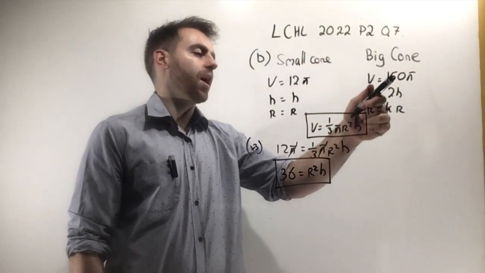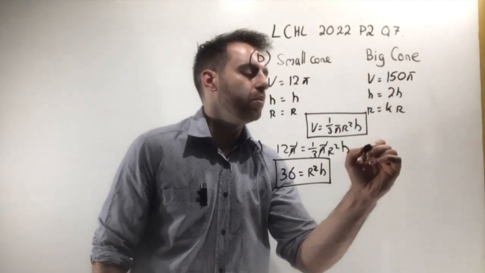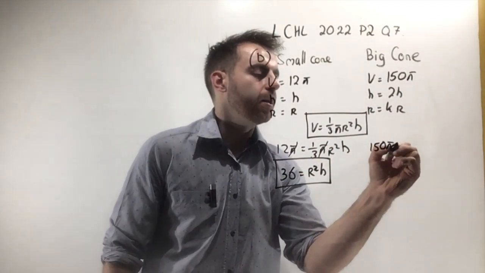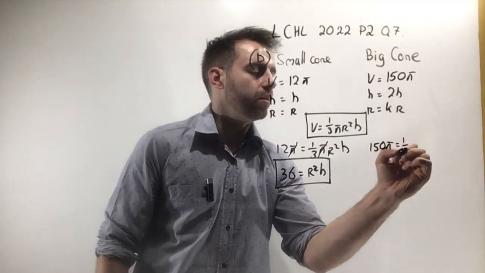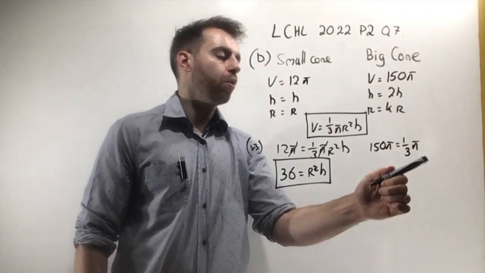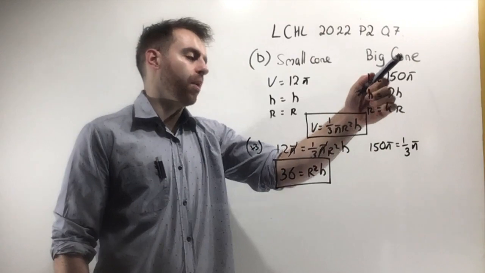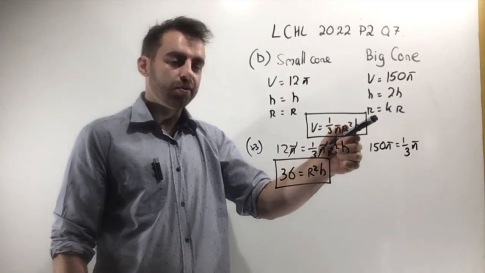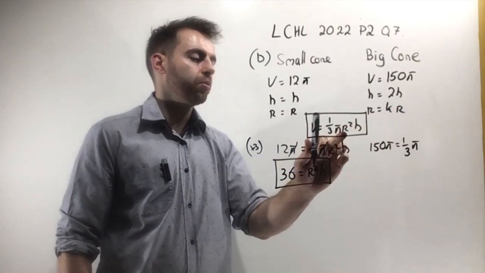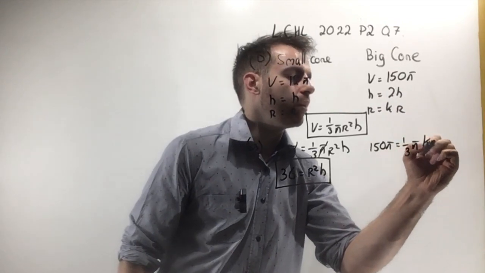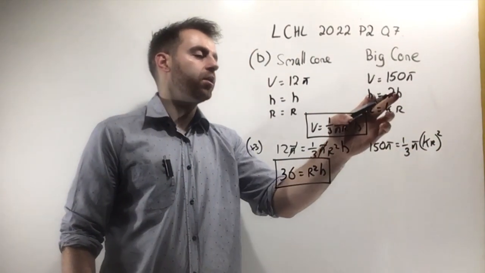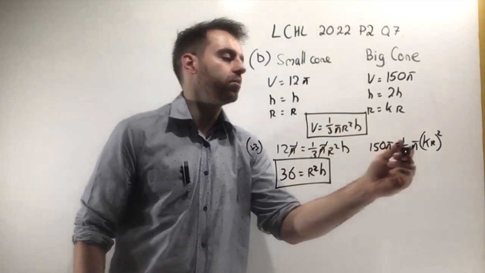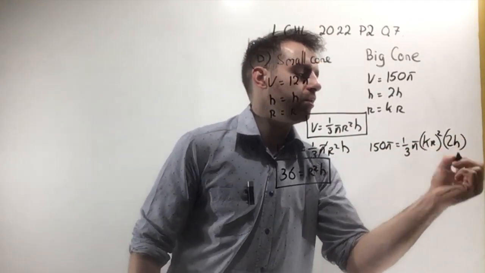So the information I have for the big cone is that the volume is 150π and (1/3)πr²h. Well, I just write down the 1/3 and the π. R squared, in this case for my big cone, I'm considering the radius of the cone to be kr. So if I sub in here, instead of r², it would be (kr)². And I'm referring to the height of the big cone as 2h. So instead of h, I sub in 2h.